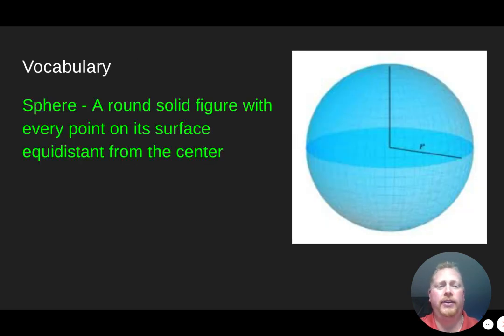You should know what a sphere is. A sphere is a round, solid figure with every point on its surface equidistant from the center. That's a fancy way of saying ball. Okay, that's all a sphere is. It's just a perfectly round ball.